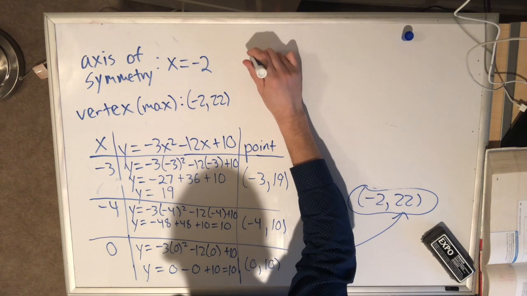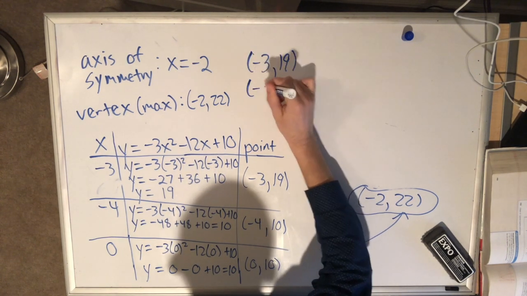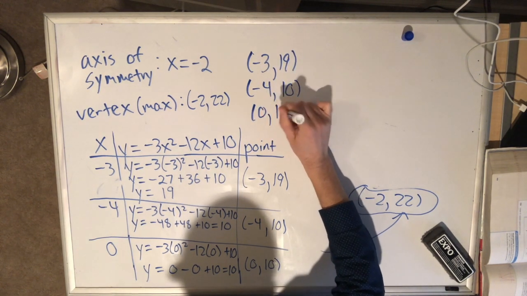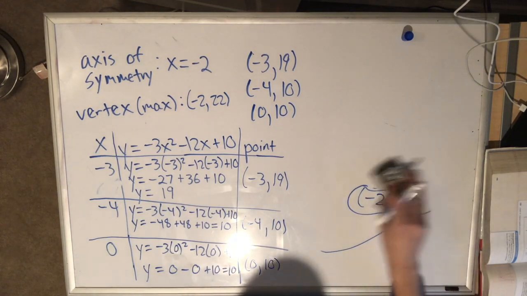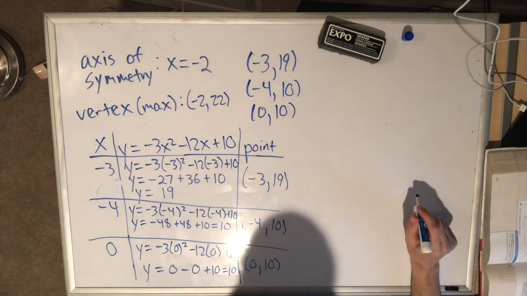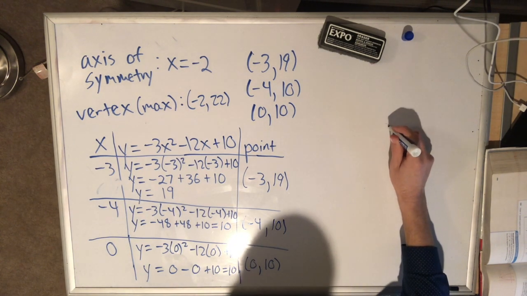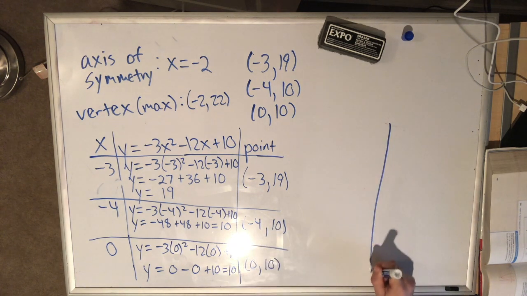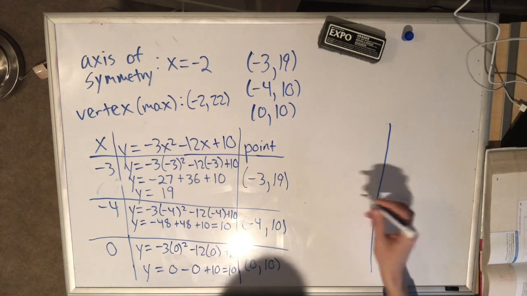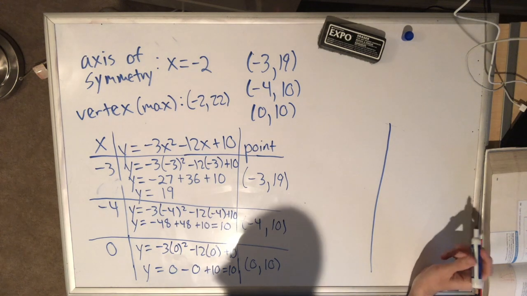All right, so I want to move these points up here: negative 3 comma 19, negative 4 comma 10, 0 comma 10. Let's go ahead and graph. Well, okay, I guess I have enough space to graph without needing to erase anything, so I didn't really need to move the points, but that's okay. Now I have all the important information in the upper left-hand corner of the board.